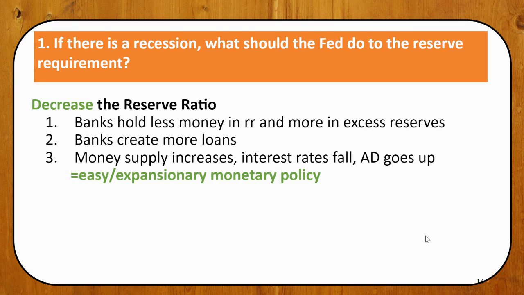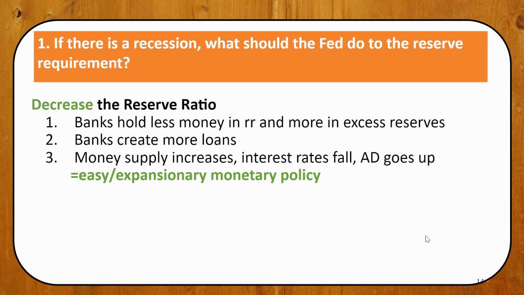So what would we do in a recession to help stimulate the economy with the reserve ratio? The Fed would decrease the required reserve ratio. Think back to your T account, reserve ratios on the asset side. If you decrease the required reserve ratio, you're going to have more money in there than you need to be holding. So banks hold less money in the required reserves, and they're going to move that extra money that they don't need to hold anymore into excess reserves. So imagine your T account, you're moving money from required to excess.